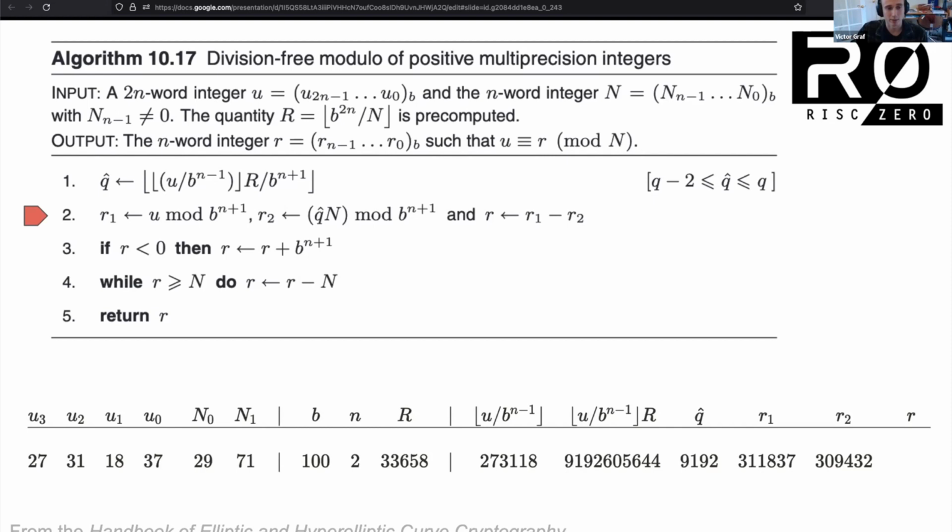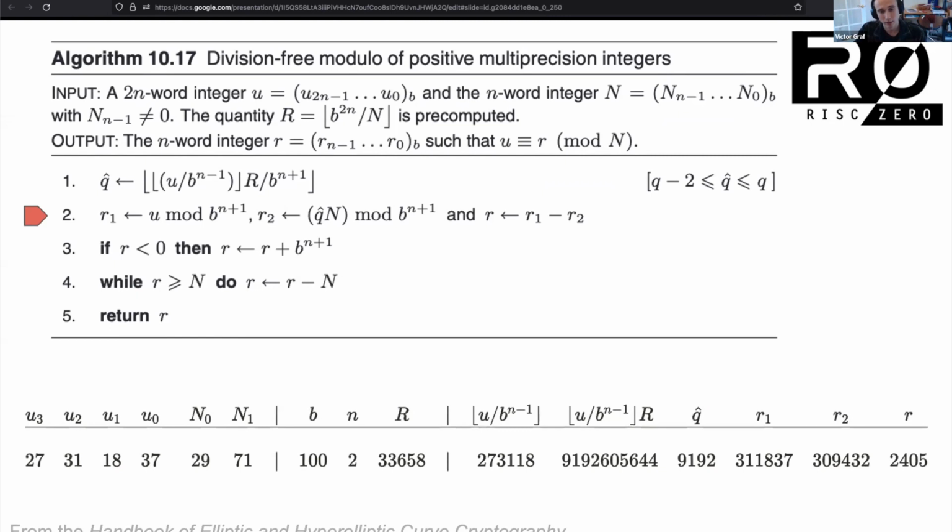And a quick note as well that in the finite field, any number times the modulus is always equivalent to zero. And so this R2 value in the finite field is equivalent to zero. Basically, adding or subtracting R2 doesn't actually change the number we're working with in the finite field. So we're going to subtract R2 from R1, and we get the partially reduced number 2405.